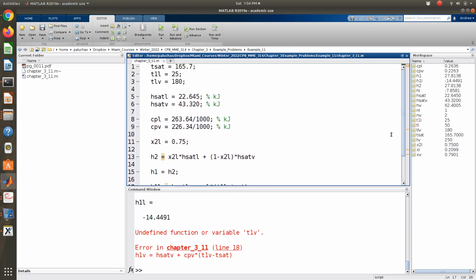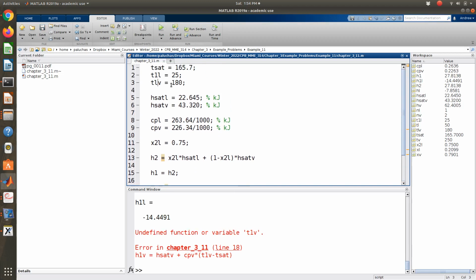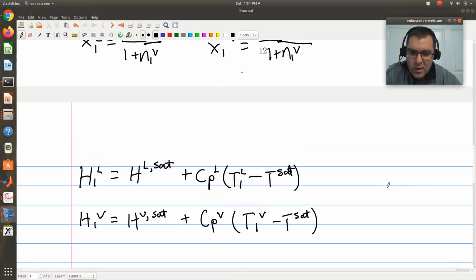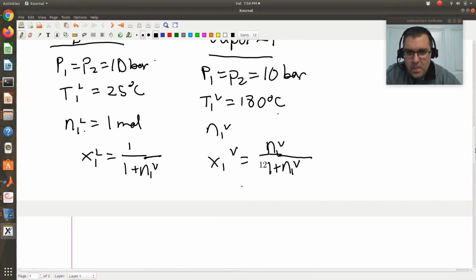T1V, T1L, oh, because I typo'd that. T1V. Okay, so we've got H1L and H1V. The enthalpy of my vapor is greater than my liquid. Okay, so I've got H1L and H1V.